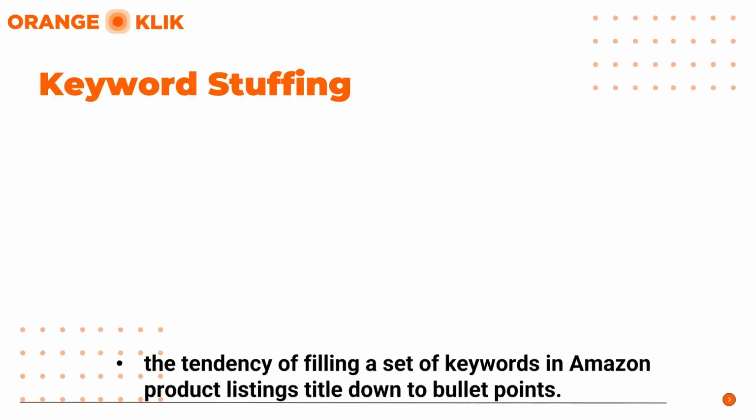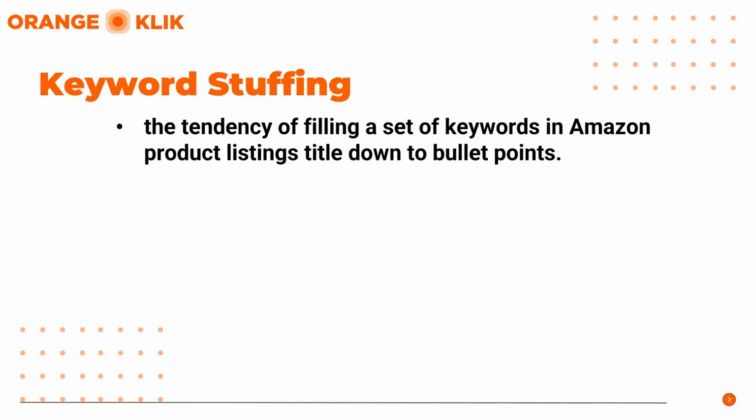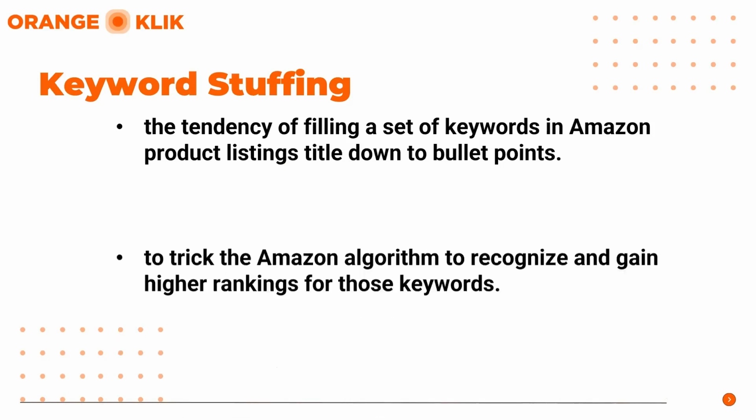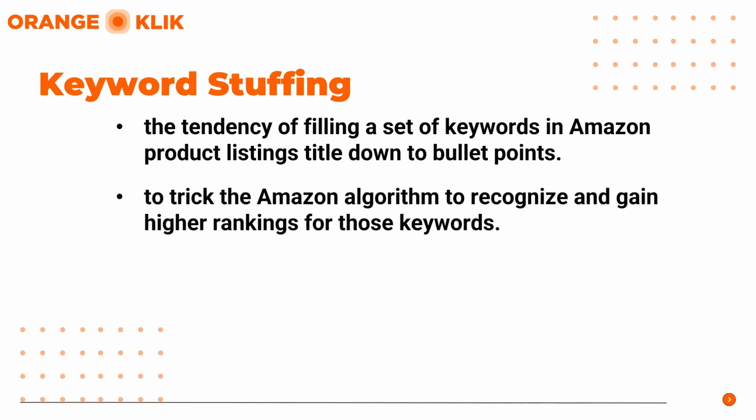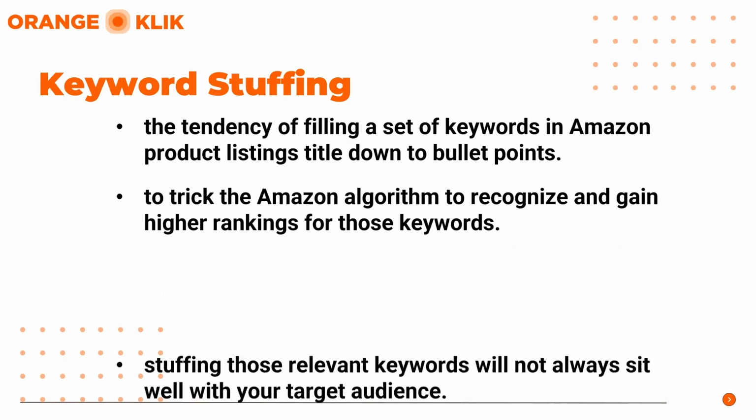Keyword stuffing is the tendency of filling a set of keywords in Amazon product listings, from the title down to the bullet points, to try and trick the Amazon algorithm to recognize and gain higher rankings for those keywords. More often than not, doing this does not only make your listings very confusing to read due to repeated keywords all throughout the title and the rest of the listing, but it generally makes it seem like a poorly made product listing and will turn most of your customers off.